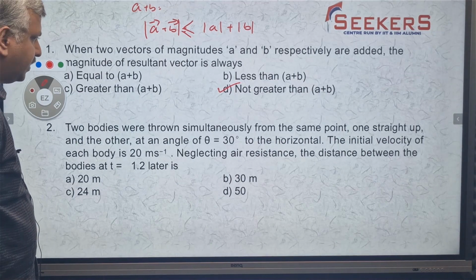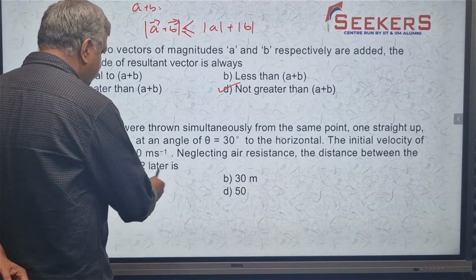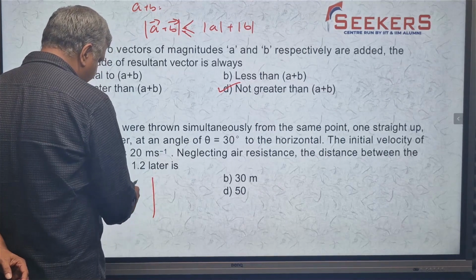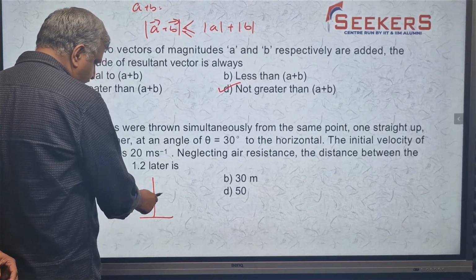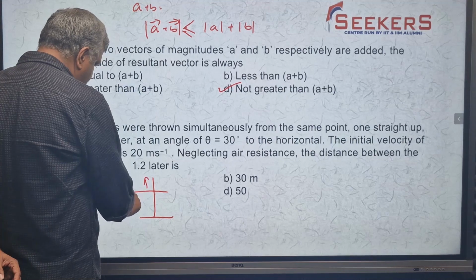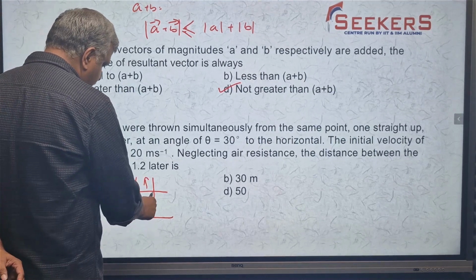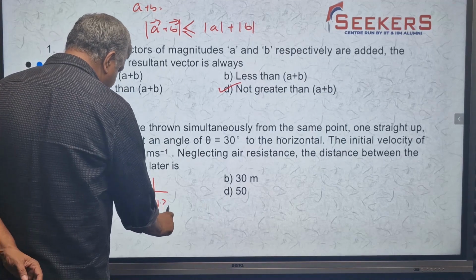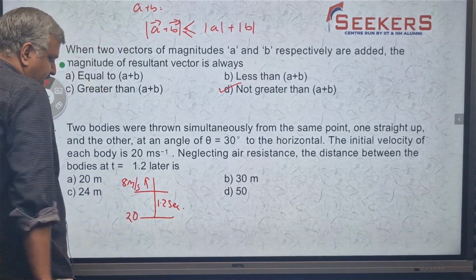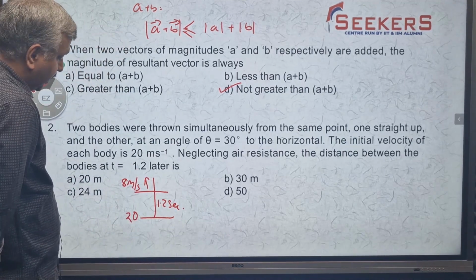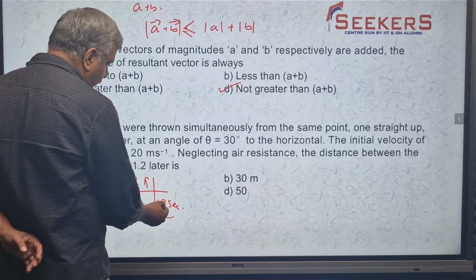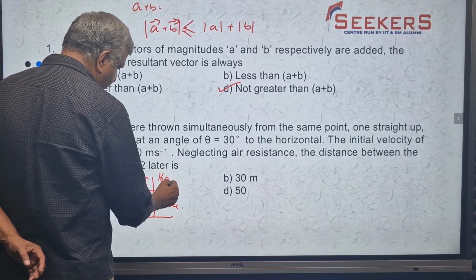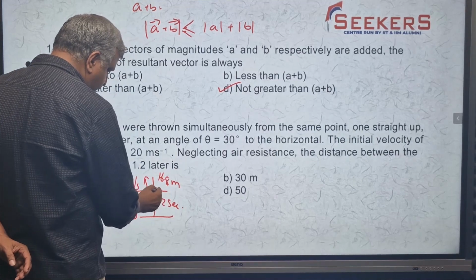Two bodies were thrown simultaneously from the same point, both with a velocity of 20 meters per second. One is going up at 20 meters per second. After 1.2 seconds, as I already explained, it will be going up at 8 meters per second. So the way I find the distance is 20 plus 8 is 28, by 2 is 14. So 14 into 1.2 is 16.8 meters. So from the base, it is 16.8 meters high.